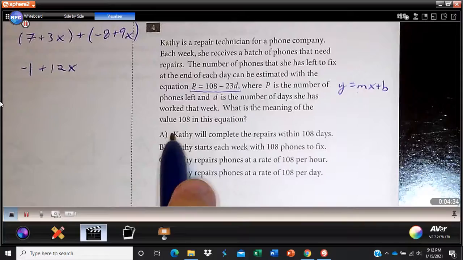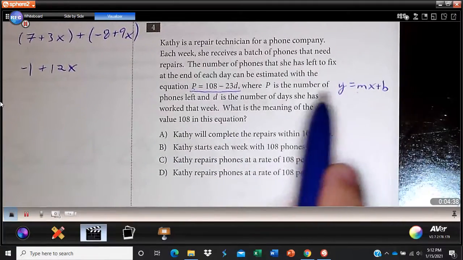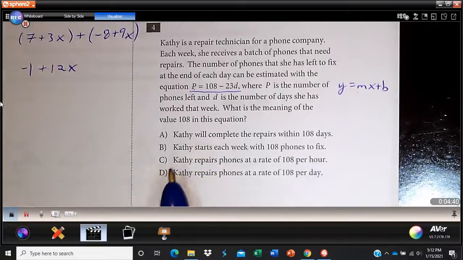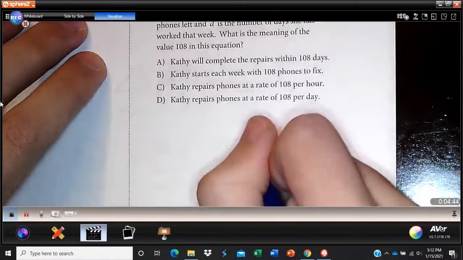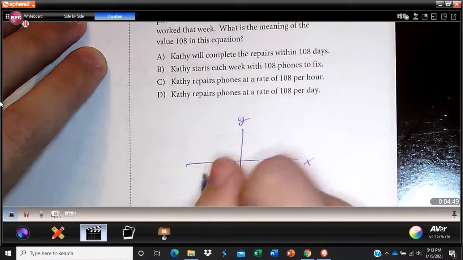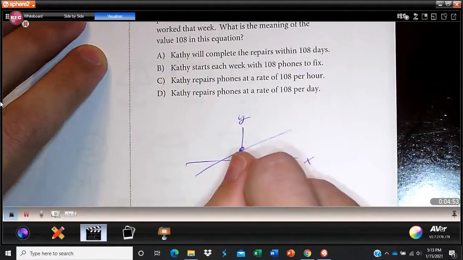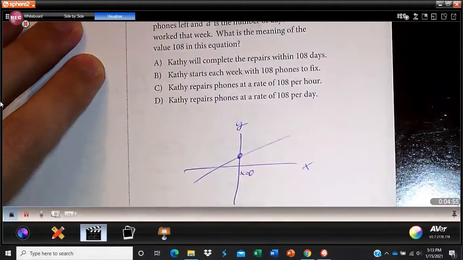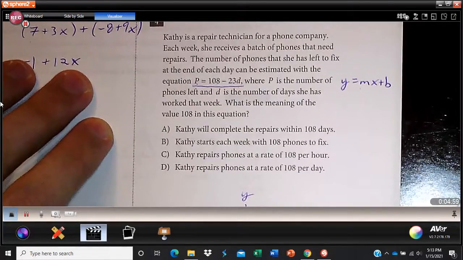Okay, and we have to figure out what the meaning of 108 is. So I already said it's the y-intercept, but we kind of have to know what the y-intercept means. So the y-intercept is always, here's my x-axis, here's my y-axis. Wherever a line intersects the y-axis is where the x value is equal to 0. So in this case, x is D, and so D is 0 at the beginning of the week.